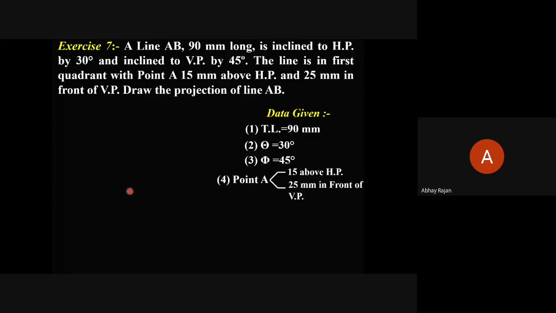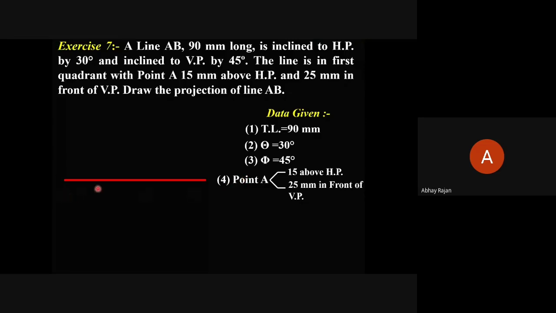So these are the four pieces of data given to you. First, the true length is 90 mm. Then theta is given as 30 degrees, phi is given as 45 degrees, and point A is 15 mm above HP as well as 25 mm in front of VP. Clearly this point is in the first quadrant, and it is mentioned that the line is also in the first quadrant, so the entire line will be inside the first quadrant. We will see how to draw this.